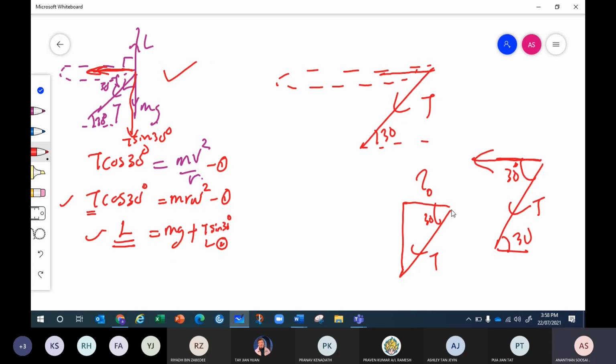How much will this component be? Is it T sin 30 or T cos 30? It's going to be T cos 30, right? From here, adjacent over hypotenuse is cos 30. Cos 30 equals whatever we know over T. So T cos 30 is the horizontal component. Actually, you got the idea? Okay, thanks.